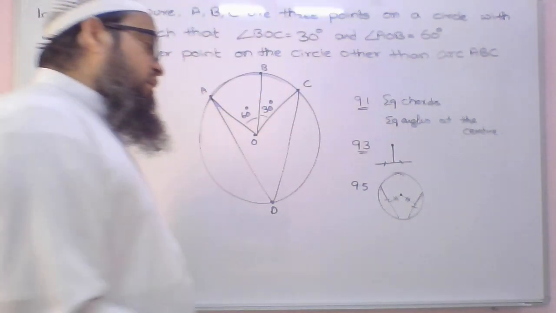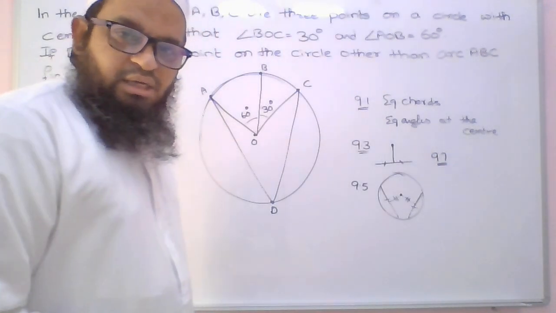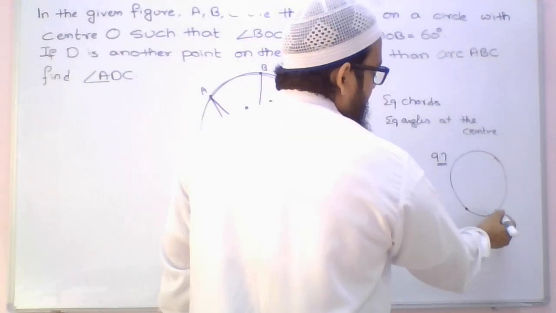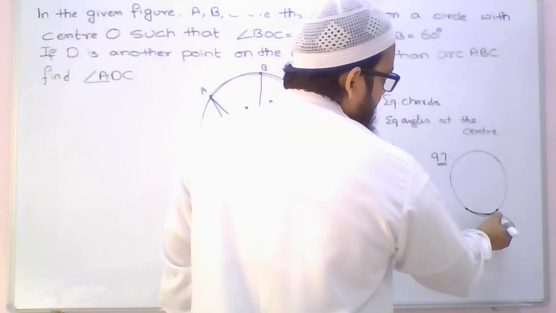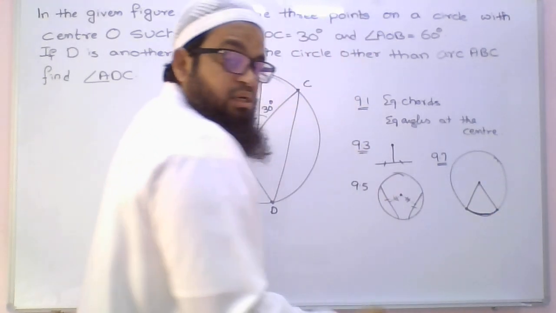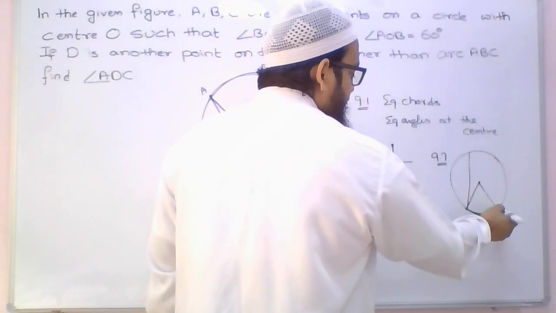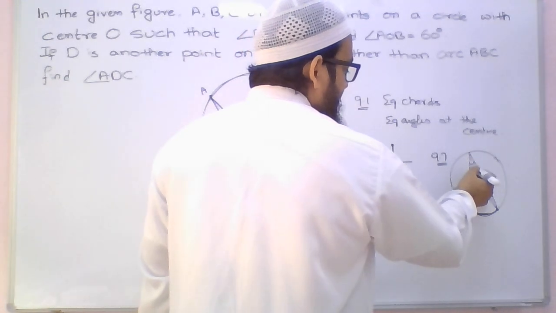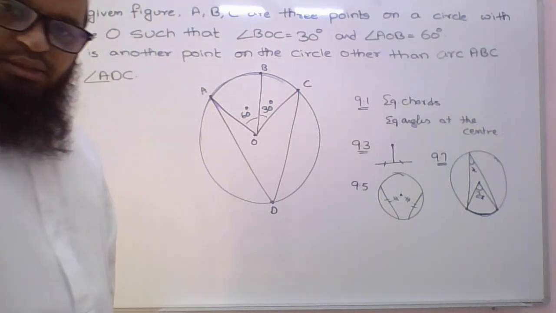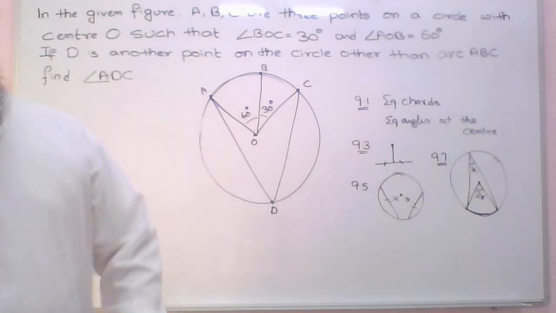And after that, what is 9.7? So 9.7 is that in a circle, if you take an arc, the angle subtended by the arc at the center is double the angle subtended at any other point on the remaining part of the circle. This is what we have studied. If this is x, the angle subtended at the center will be 2x. Right? So till now we have studied this.